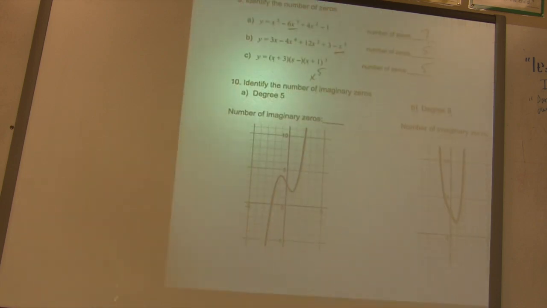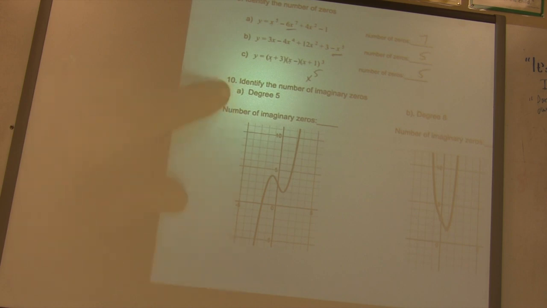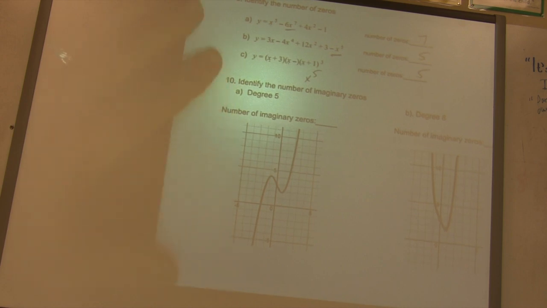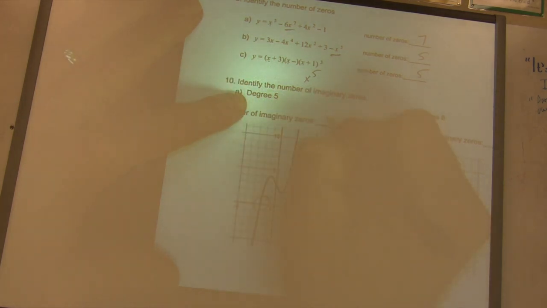Again, this next part should be really quick. It tells us our degree is 5. Well, remember your real zeros are where it crosses the x-axis. This only crosses here, which means I have 1 real zero. And if I have 1 real zero, my degree is 5. I have to have 5 solutions. So my number of imaginary would have to be 4.